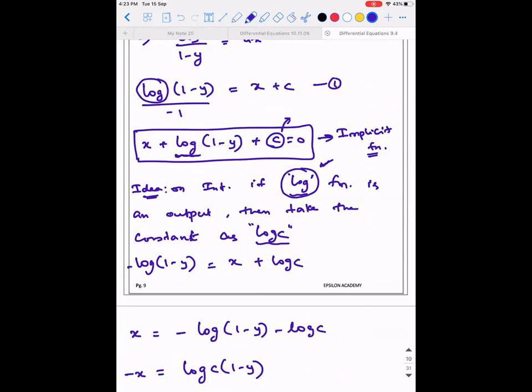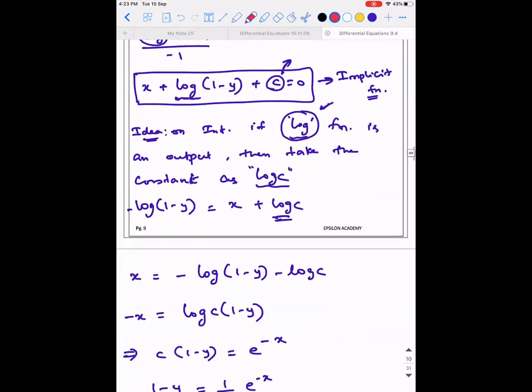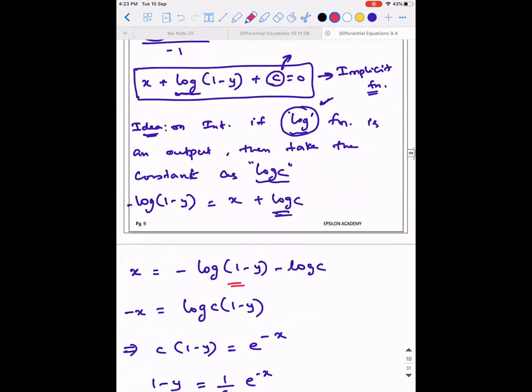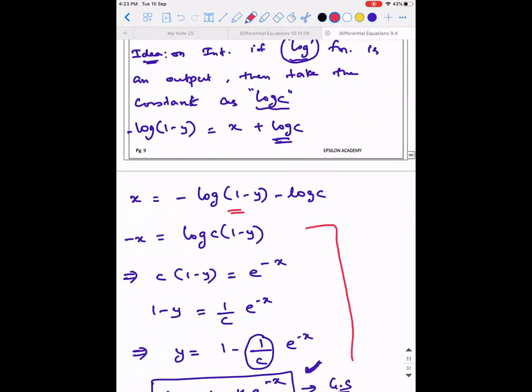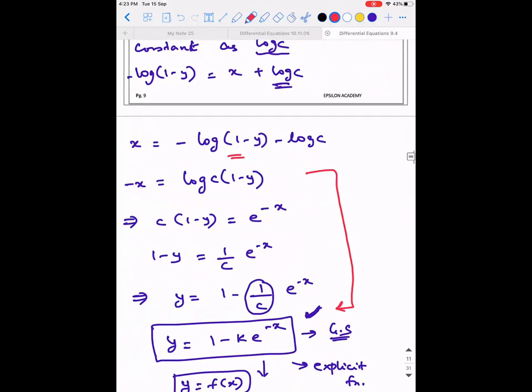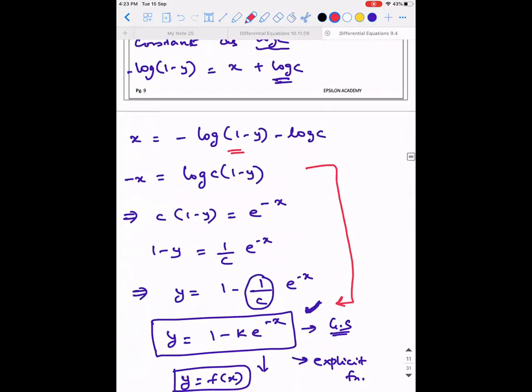Once you take it as log c, you can do the necessary rearrangements like how I did. Instead of c, I took it as log c. Then I rearranged the equation and got the final expression in the form y is equal to 1 minus k into e power minus x. Have they given it as 1 minus k into e power minus x or 1 plus k into e power minus x? Plus means they have taken minus 1 by c as k.